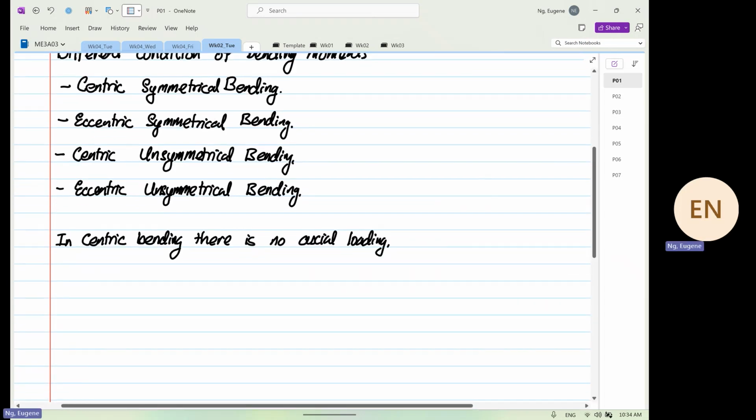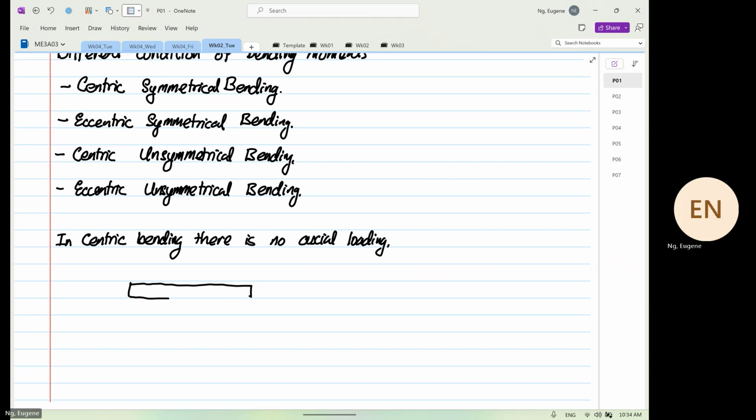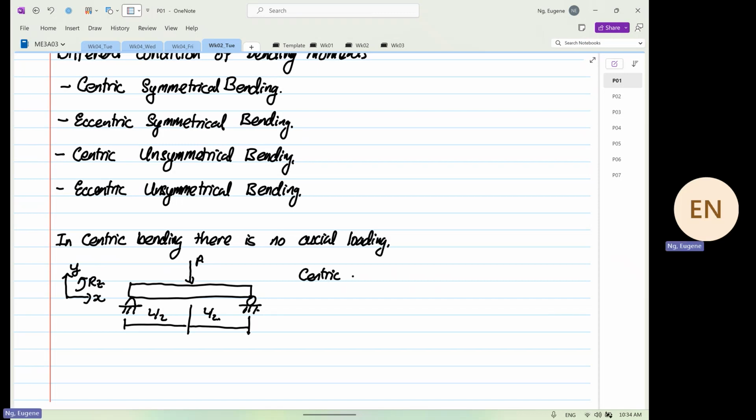Okay. So just to give an example of centric bending, we have a structure. This is our X, our Y, rotation of Z. We have a pin, and we have a roller over here, and we have a load P over here. Okay. So for this case, we have from here to here. Now for this case is what we call centric symmetrical. Let's handle centric bending first. Okay? Centric bending.